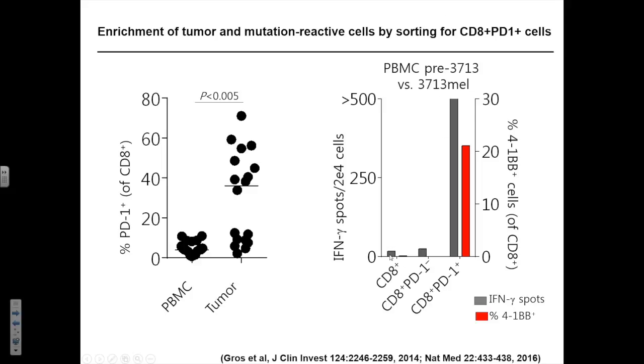You can see we saw no anti-tumor activity against this patient's cancer when we looked at all of the CD8 cells in peripheral blood. None when we looked at the PD-1 negative cells, 97% of them from peripheral blood that was CD8, but all of the CD8 positive, PD-1 positive cells, by 2 different assays, 4-1BB upregulation or interferon gamma ELISpot, contained all of the anti-tumor activity.